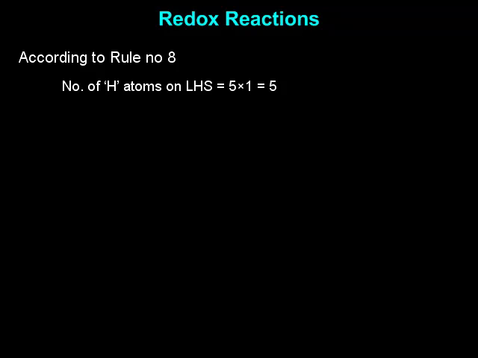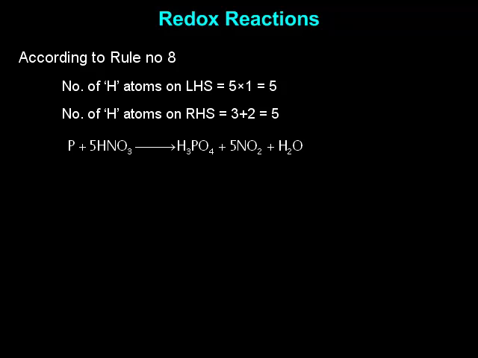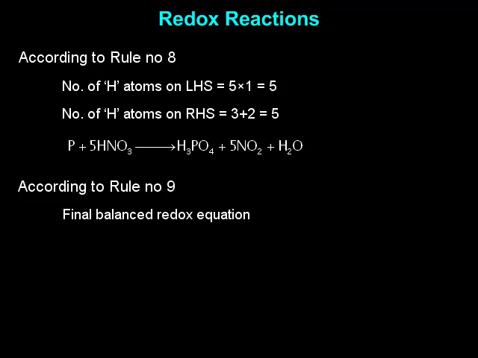According to rule number 8, number of H atoms on the LHS is equal to 5 into 1, which is 5. Number of H atoms on RHS is equal to 3 plus 2, which is equal to 5. P plus 5HNO3 gives H3PO4 plus 5NO2 plus H2O. According to rule number 9, the final balanced redox equation is P plus 5HNO3 gives H3PO4 plus 5NO2 plus H2O.